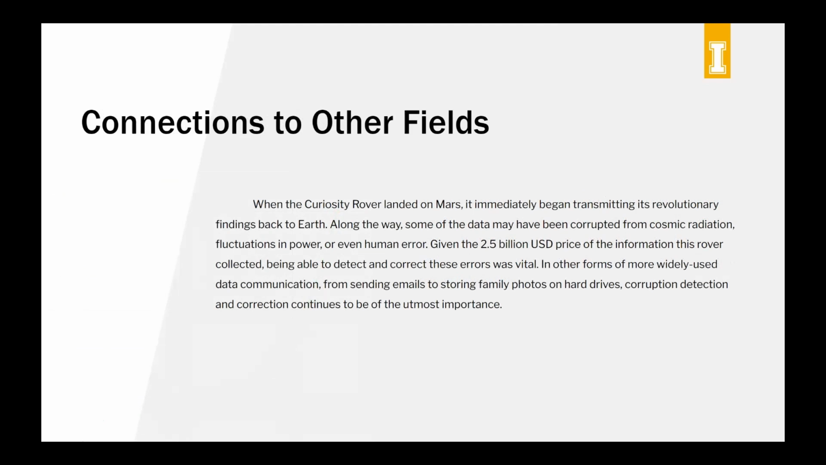Let's talk about connections to other fields. So one of the most important problems of our generation is how to ensure that we always send correct and uncorrupted data. So here's a cute example about the Curiosity rover. It's an instance in which it was highly important to make sure that we were receiving accurate data.